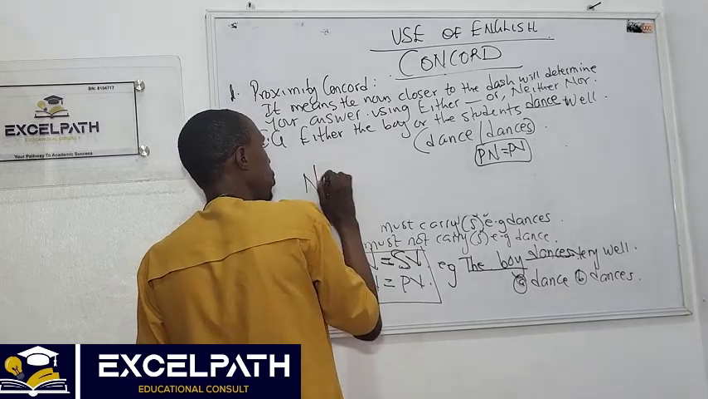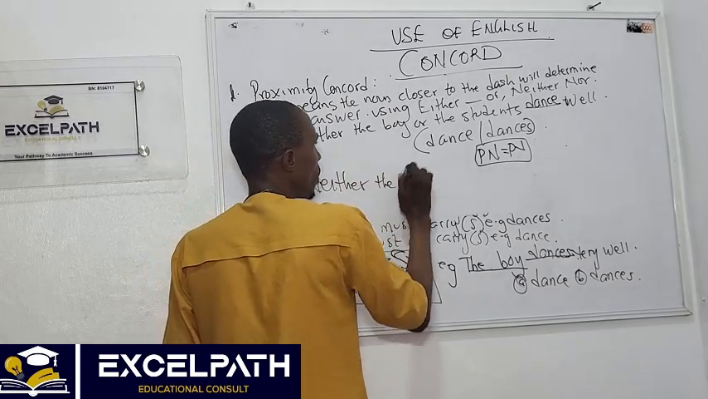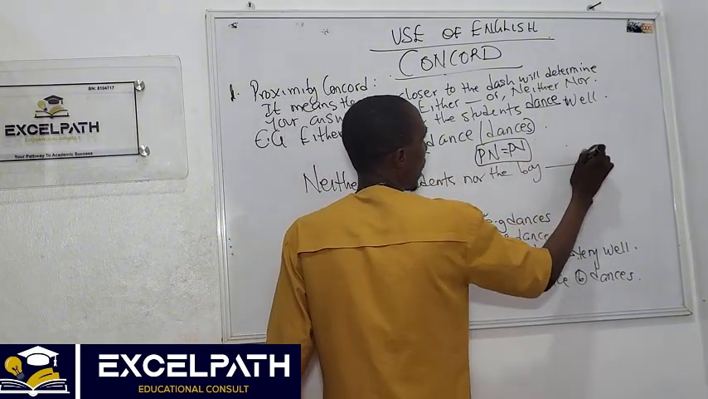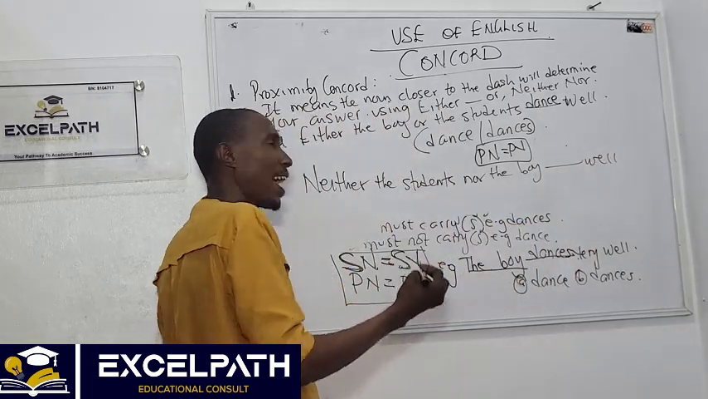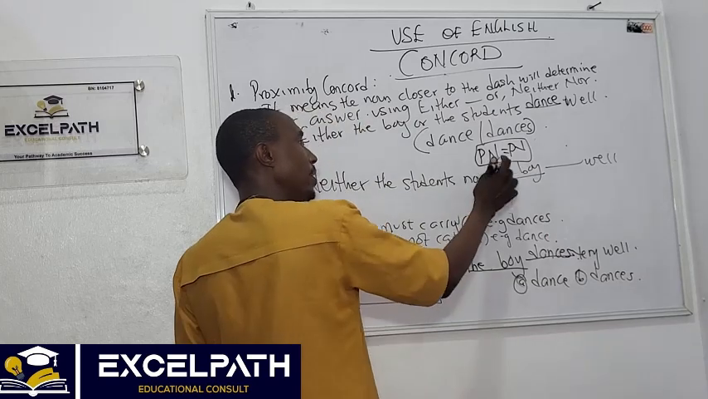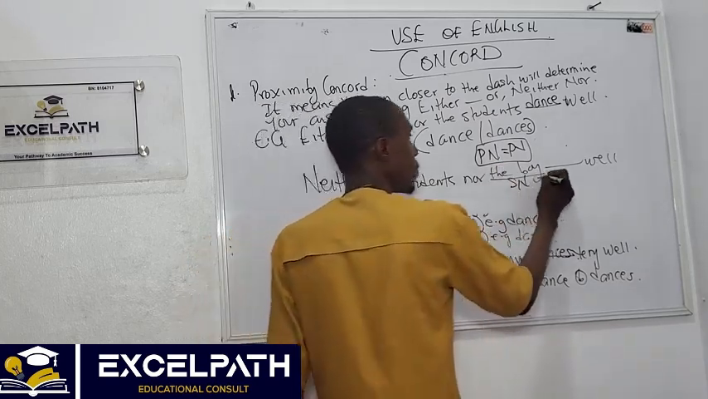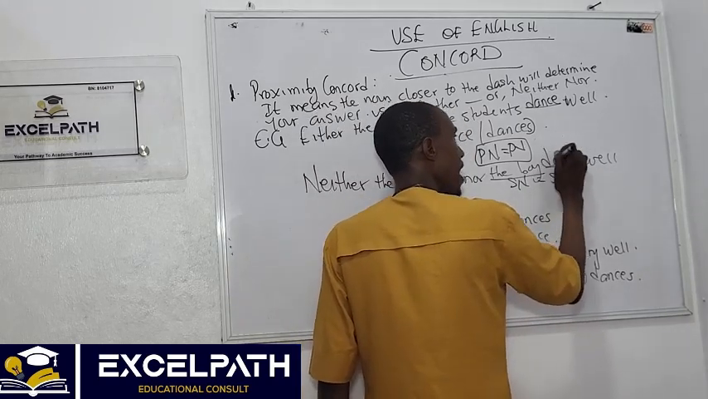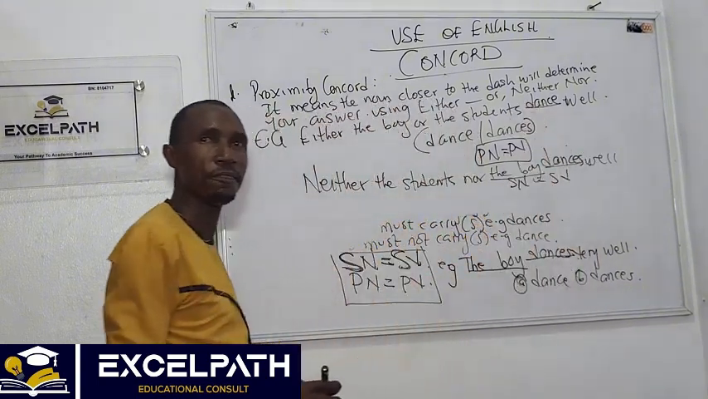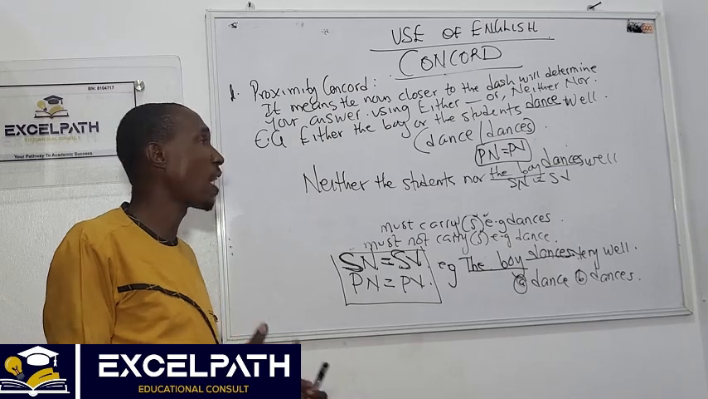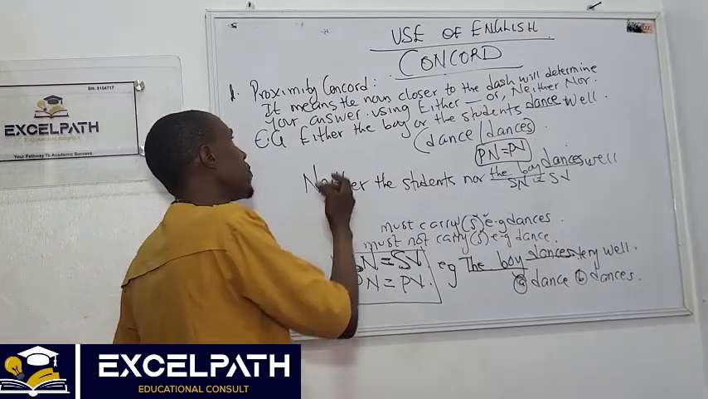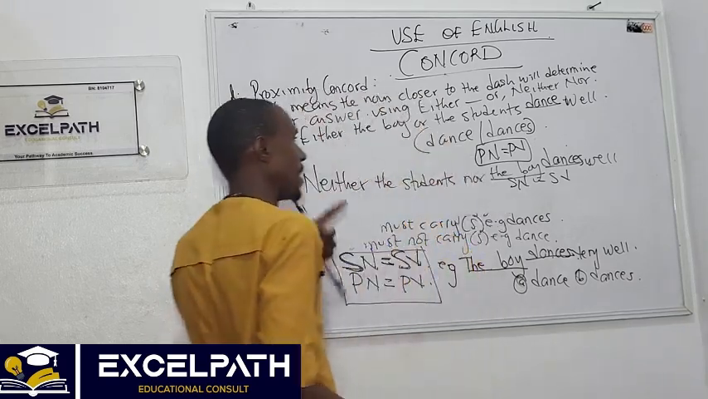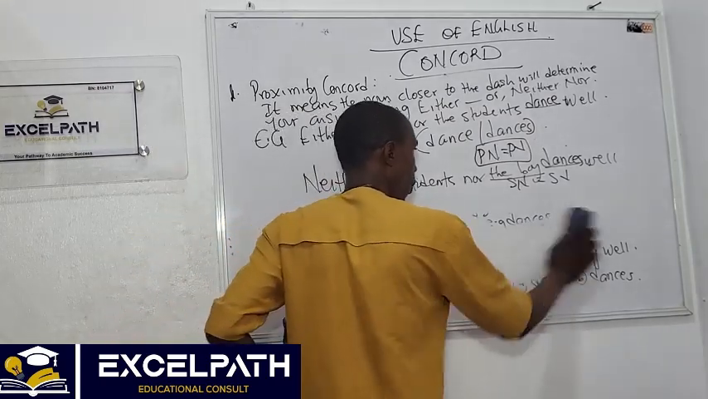In case maybe they change it to: neither the students nor the boy dash well. What is closer to the dash there is the boy. And the boy there is a singular noun. And a singular noun must go with a singular verb. And your singular verb must carry what? S. So here the answer changes to what? Dances. So it's a principle, and you just have to follow the principle. So whenever you see either/or and neither/nor, just know that the noun closer to the dash will determine your answer.